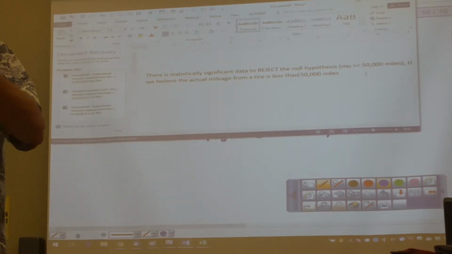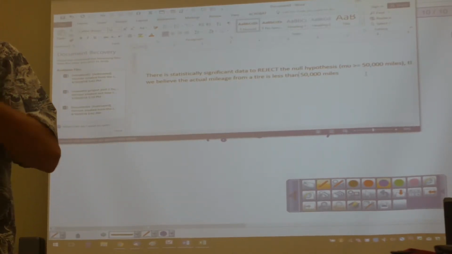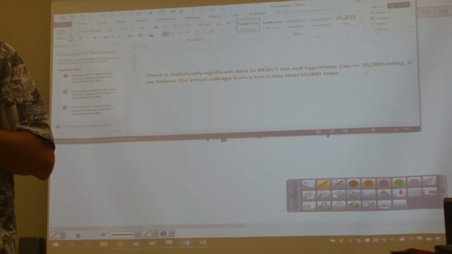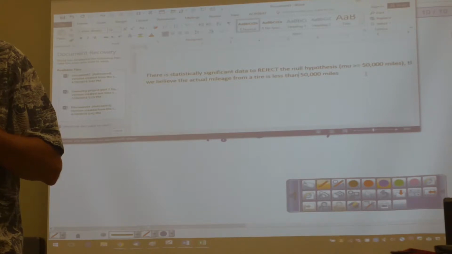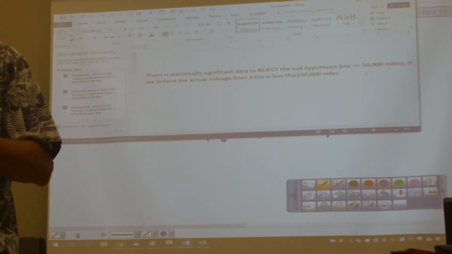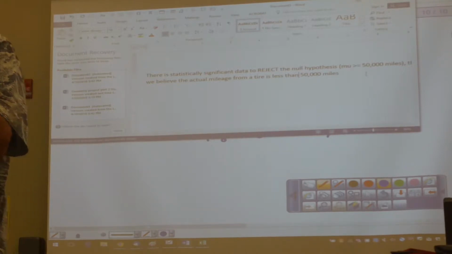So we see a tire company made a claim, their tires get 50,000 miles. We went out and took a sample of 31 tires. They had an average lifespan of 46,900 miles. We went and did some calculations. We made a test statistic, and we were able to decide whether or not we would accept or reject the null hypothesis.